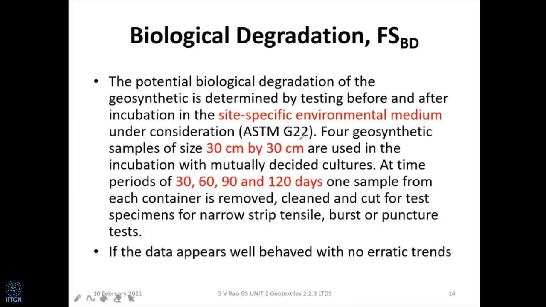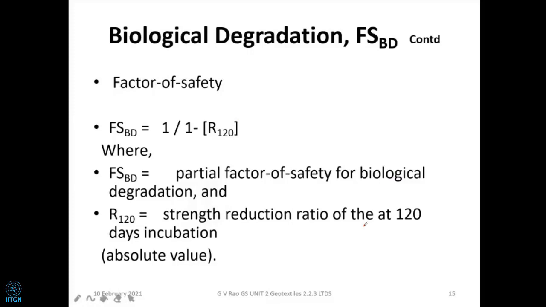ASTM G22. We take 4 samples of size 30 by 30 centimeters, and then again they are incubated for a number of days. One sample from each container is removed after these 6 days and cut into specimens, and we conduct any one of the tests: strip test, burst test, or puncture test. And if no elastic results are found, the damage due to biological degradation, FSBD, is going to be 1 over 1 minus R20. That is, the 120 days result is what we are going to use, depending upon what we chose, either the narrow strip, burst, or puncture.